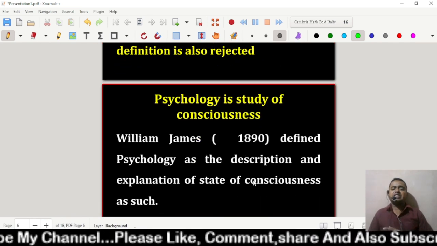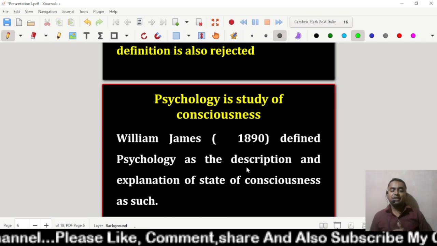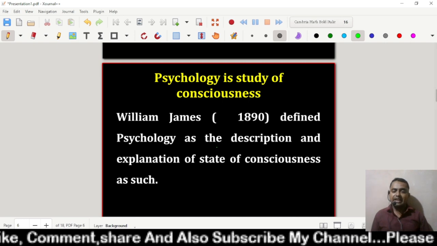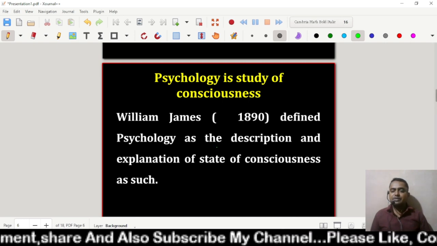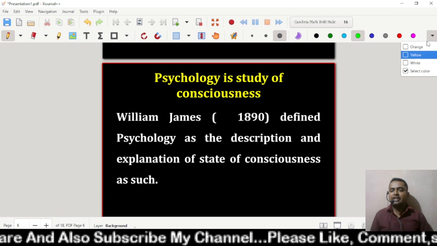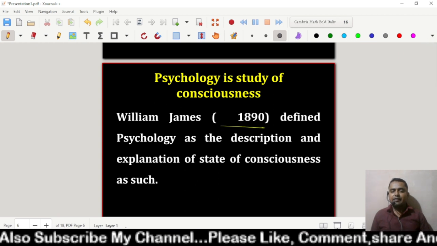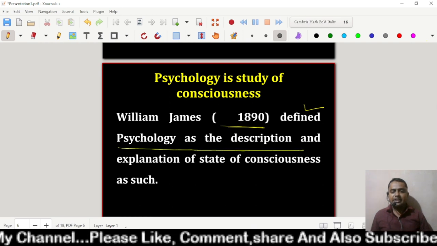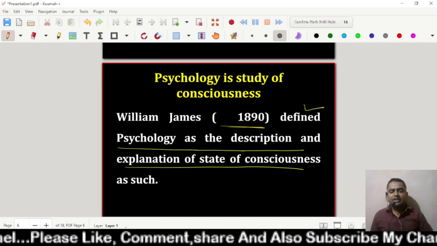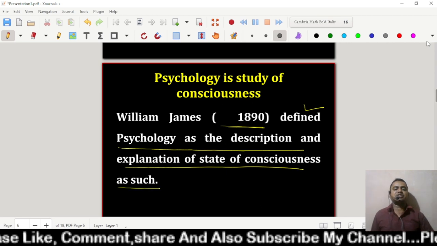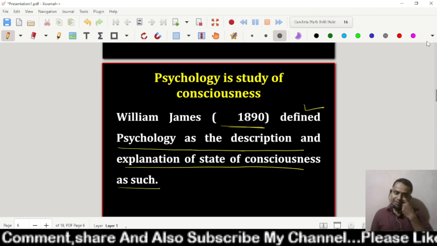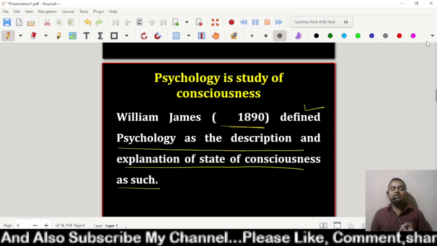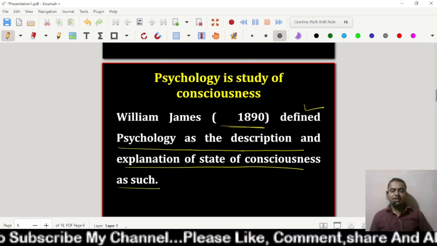Next, psychology as the study of consciousness. William James, the psychologist, in the year 1890 defined psychology as the description and explanation of states of consciousness as such.